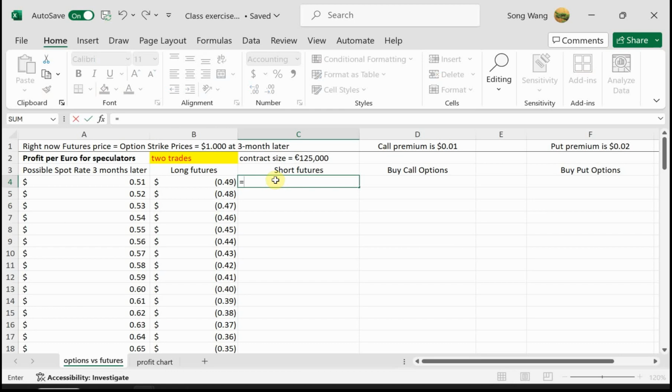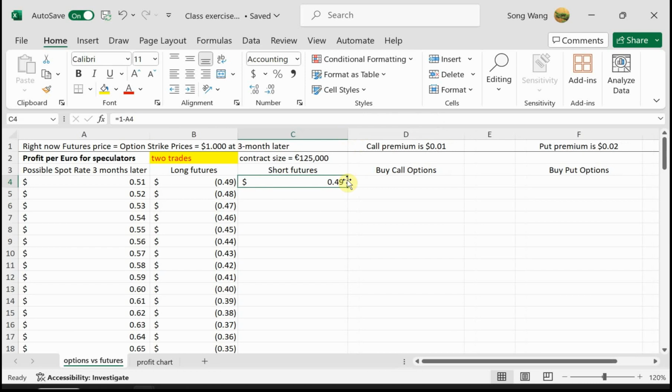So right here, if you sell it, then you will make $1.00 based on the futures price. And again, you're a speculator. You don't have 125,000 euros in your pocket because you don't have a business in Italy, right? So you will need to buy the same amount of euro from the spot market at the prevailing spot price. So if the spot price is $0.51 per euro, that's how much you will need to pay. And by doing so, you are making a profit. So you short futures at $1, and you simultaneously need to buy the same amount of euros from the spot market at this $0.49 per euro.